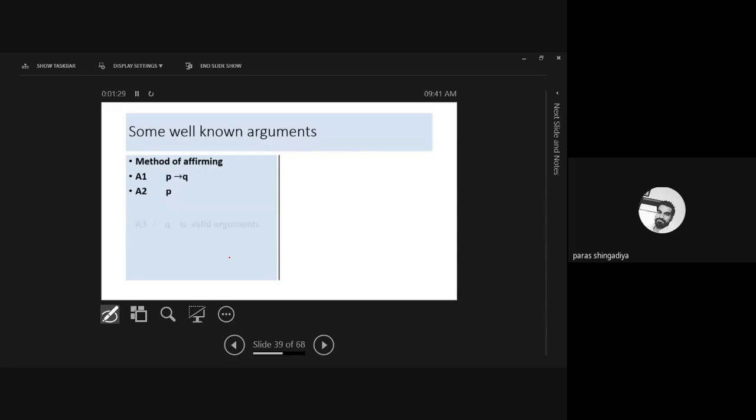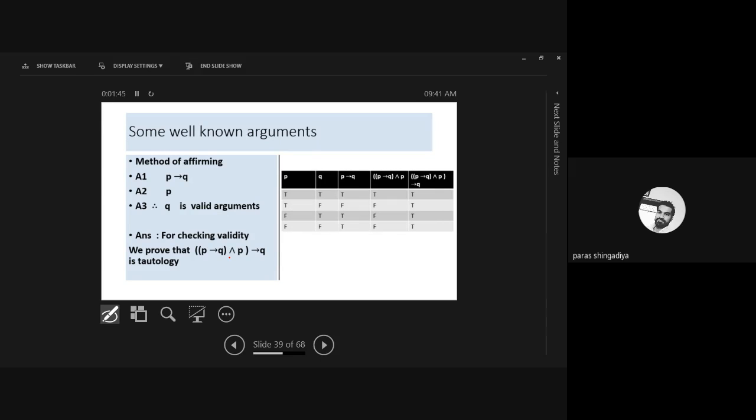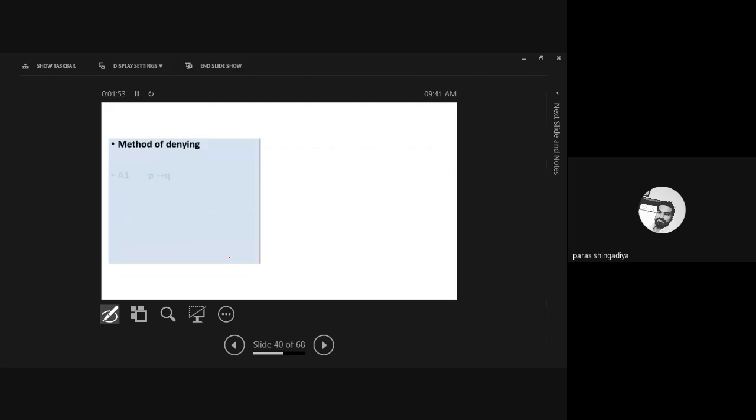And then we discuss some well-known arguments, that is the method of affirming. It is a set of three arguments: P conditionally Q, P, and therefore Q. So we first create a formula: A1 and A2 conditionally to A3. First make this formula and then prepare its truth table. If it is a tautology in the last column, then we can say it is a valid argument. If it is not a tautology, then it is not a valid argument.